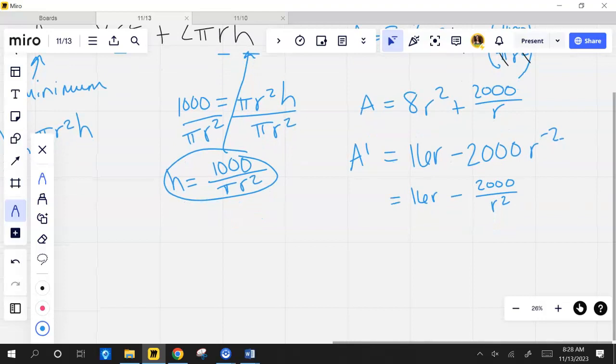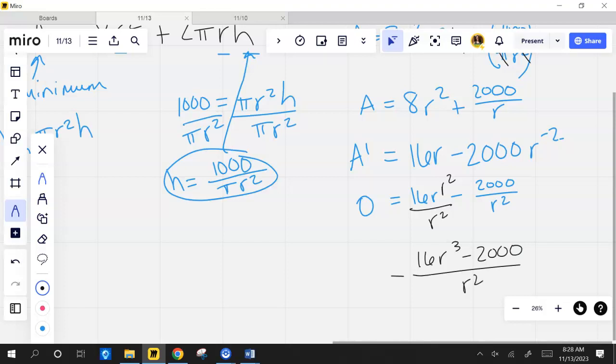All right, I need a common denominator, right? Because I need to know where this equals 0. But to do that, all right, r squared. So I got 16r cubed minus 2,000 over r squared. It doesn't make any sense to have a radius 0, right?